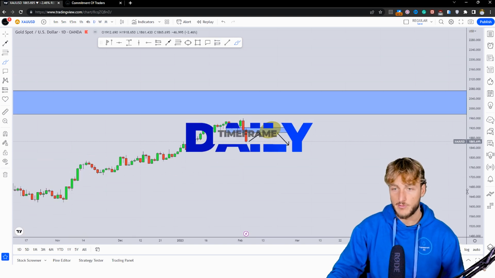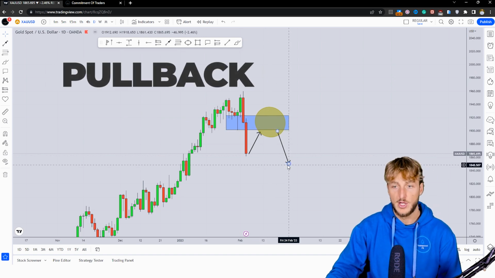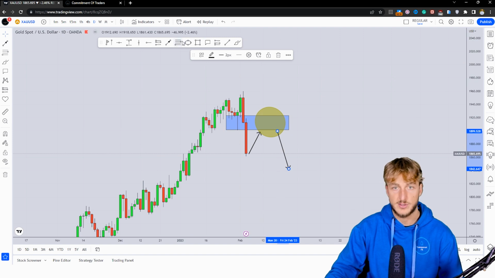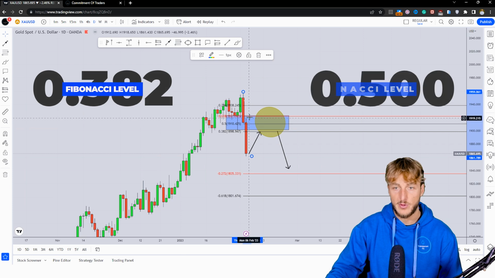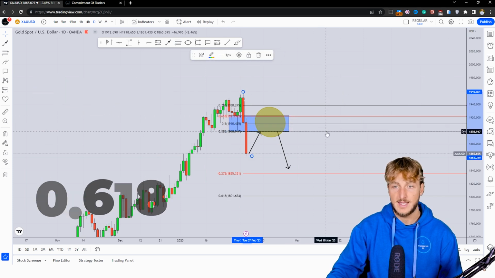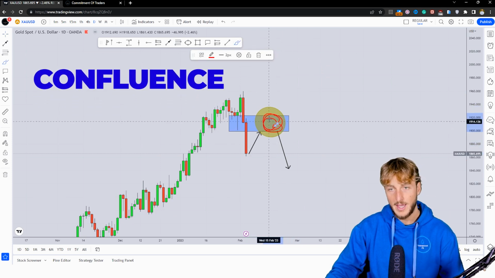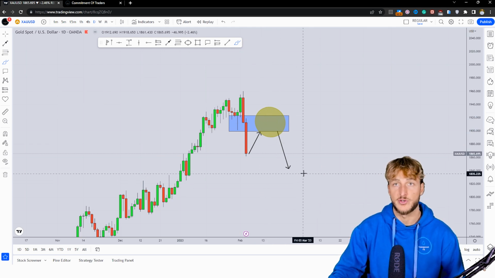So here on the daily time frame, there is definitely a possibility for a healthy, deeper pullback. If the market corrects to this previous daily support and resistance, which at that point would also align with the 0.382 to 50% and 0.618 Fibonacci retracements, inside of here we have a very strong confluence of resistance. So if the market corrects to this zone, we could be approaching a potential reversal lower.